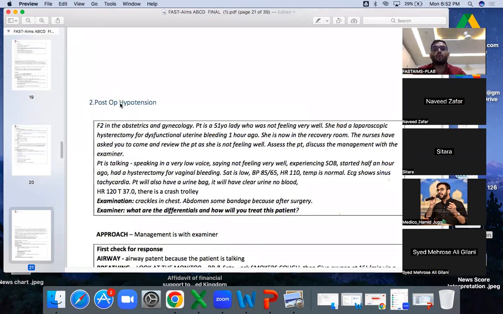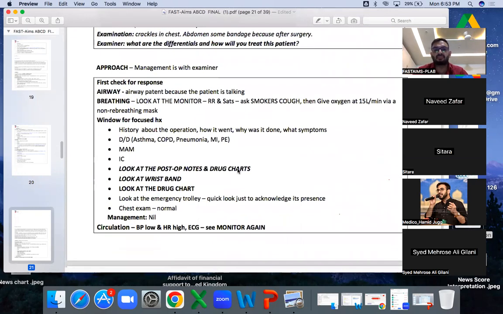Next is post-op hypotension. The scenario is the same: post-operatively, internal bleeding is going on. The clue is the same as in the previous bleeding scenario. In this scenario, there is only one clue: have you done the abdominal examination or not? Have you examined the wound or not? Everything else will be the same.